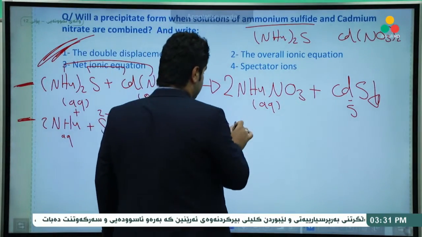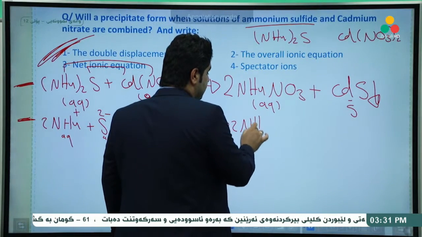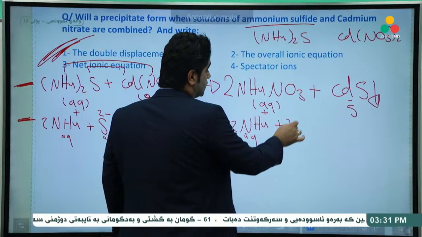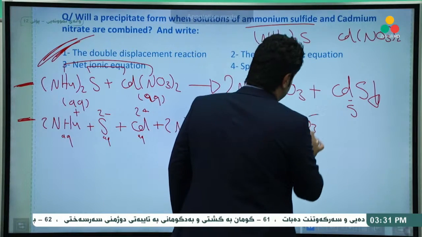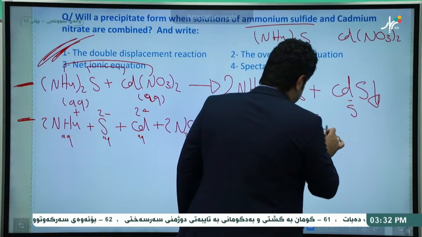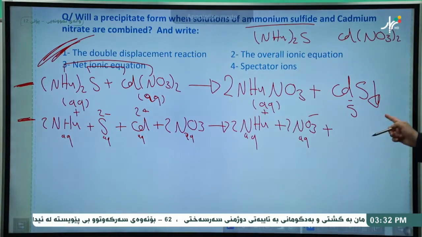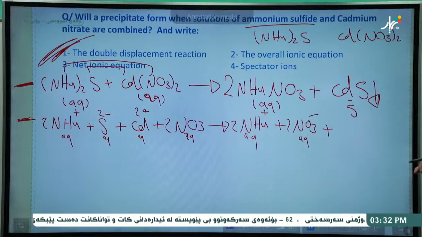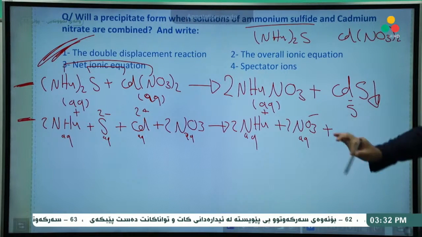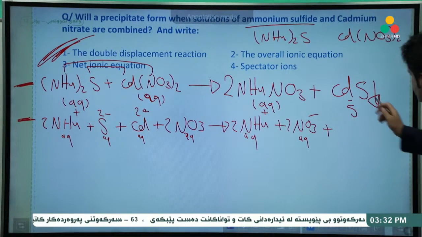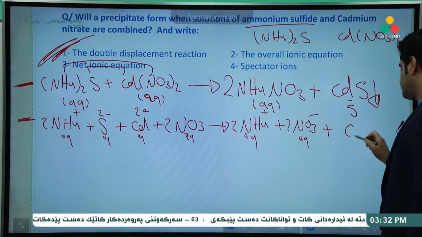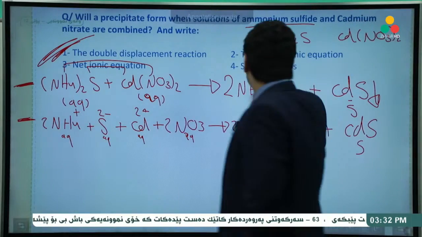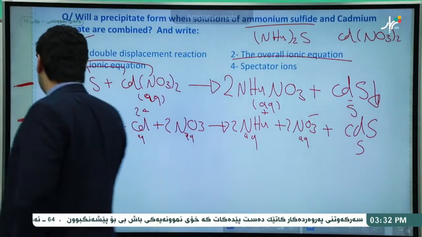Now in here we have 2NH4 ions, aqueous, plus 2NO3 ions, aqueous, plus. What about that solid? Oh, we cannot separate it into its individual ions because of the strong attraction force between sulfide and cadmium, so it will remain as it is. Solid. So this is the overall ionic equation.